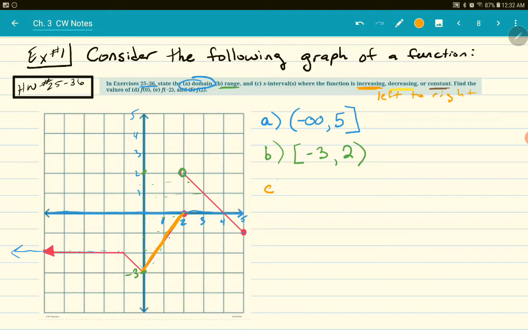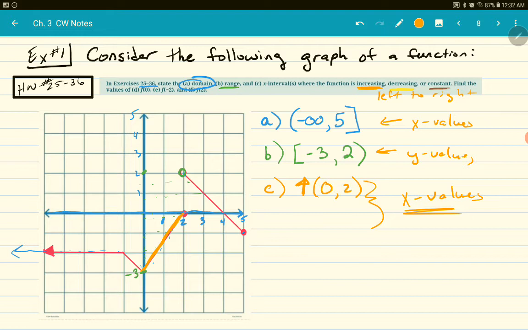So the increasing starts at, remember, our intervals are always x values. Well, not always, because the range is actually y values. But our increasing, decreasing, and constant intervals are going to be the x values. So the x value starts at 0 and goes to 2. I don't include 0 or 2 because it's not increasing on the endpoints.